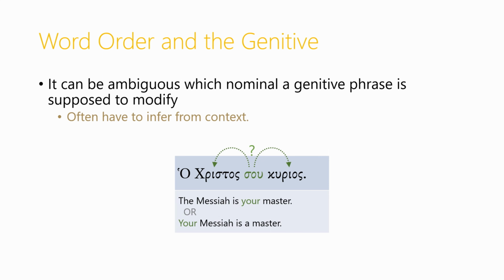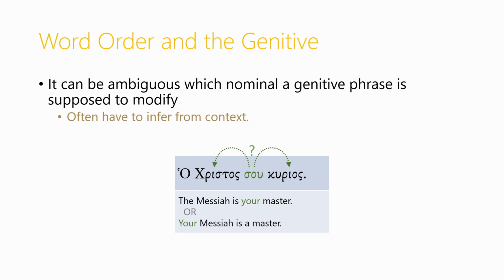Although word order is generally very fluid in Greek, there are some situations in which there are some constraints on word order, just for the sake of clarity. It can be ambiguous which nominal a genitive phrase is supposed to modify. And often we just have to infer from context which nominal the genitive phrase goes with. So for example, in the expression ho Christos sou kurios, the question is, does sou modify Christos that comes before?